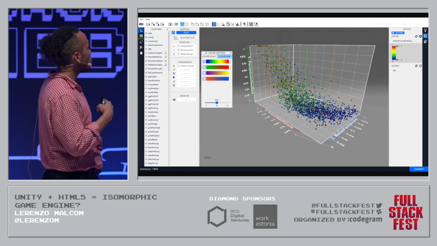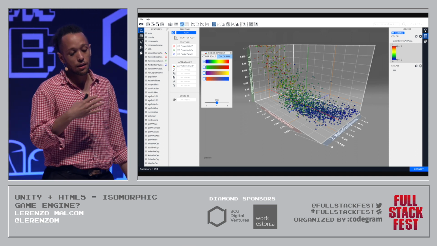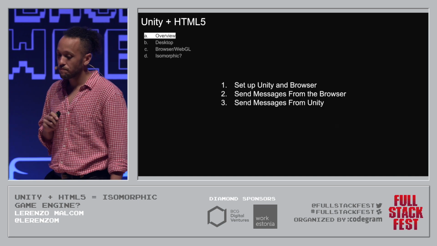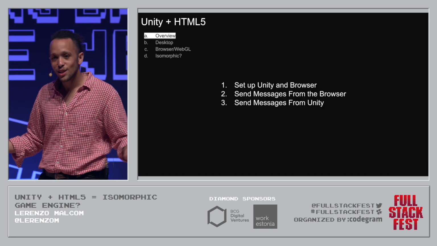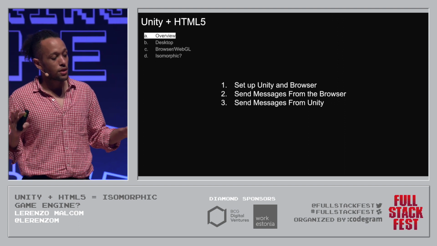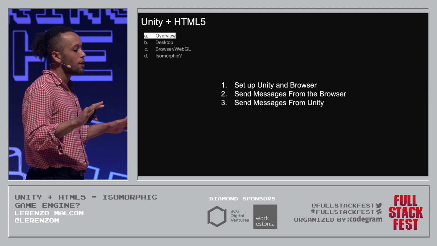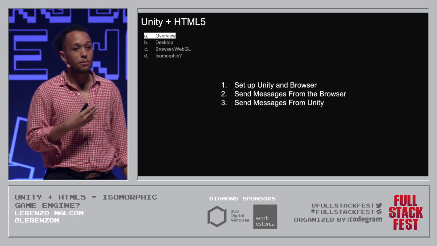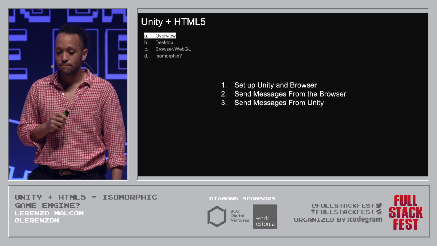Layer in the front I can use in HTML. Layer in the back is going to be Unity, and I can use them entirely separately for what they're good at. So that's basically a 3-step process. Not too bad. First, we have to set up Unity and the browser. And then we'll have to figure out how to send messages from the browser to Unity and how to send messages from Unity back to the browser.